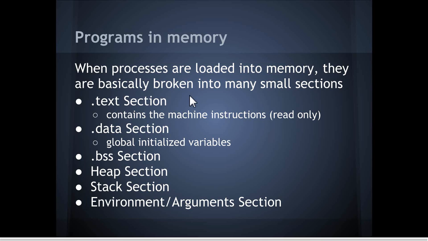So when programs are loaded into memory, they are broken into many small sections. In general, it's the same in Windows and Linux. You have a .txt section. The .txt section actually contains all the machine code instructions, and it's permission-wise set to read-only. Attackers can't go to this section and insert their own code to replace your original code. It's not permitted. And then there's the .data section, which holds any globally initialized variables, and .bss is also for global variables. The heap section is for any dynamically allocated memory used with malloc, calloc, any of the alloc functions. There's the stack section, which is used for local variables and also environmental variables. And then, yeah, there's environmental variables and arguments.